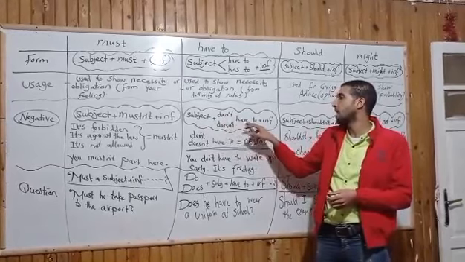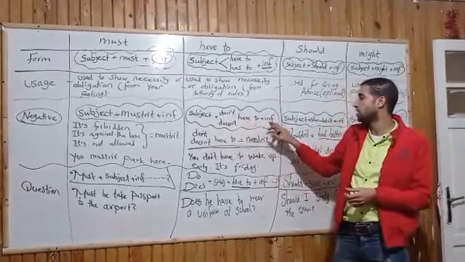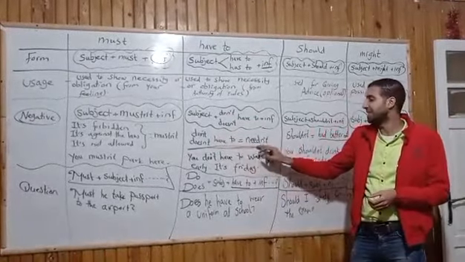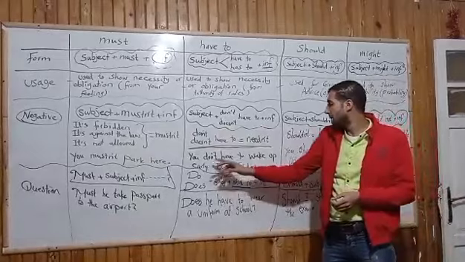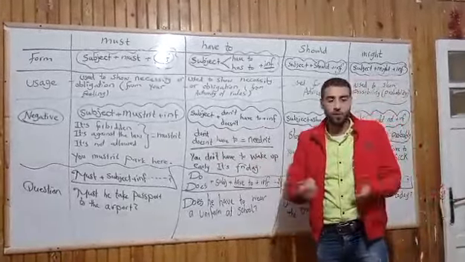After don't or doesn't, we have to use what? Have to in the simple form plus infinitive. Both don't and doesn't have to means what? Needn't. You don't have to wake up early. Why? It's a Friday, so you needn't wake up early.